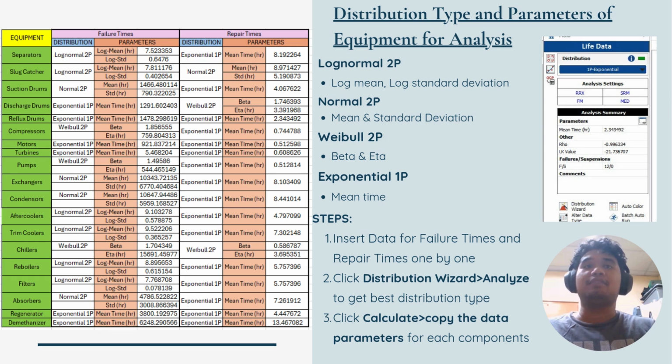To determine the best fit distribution, we follow these steps. First, insert data for the failure times and repair times one by one. Click the distribution wizard and then click Analyze to get the best distribution type. And lastly, click calculate and copy the data parameters for each component.